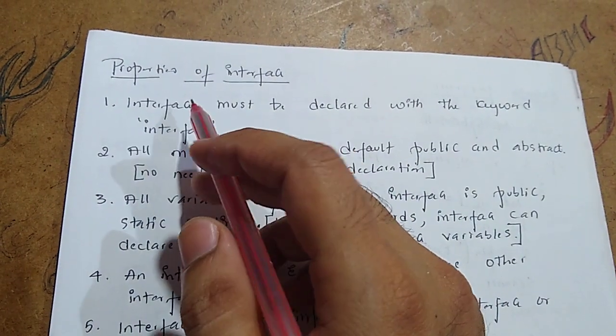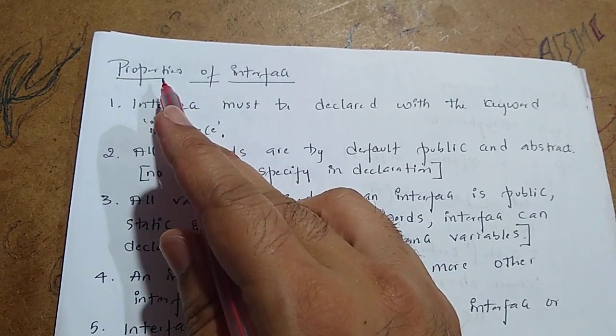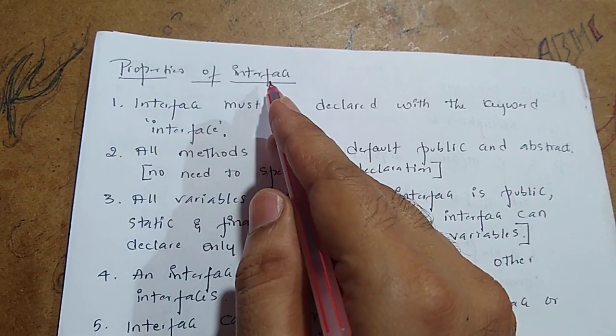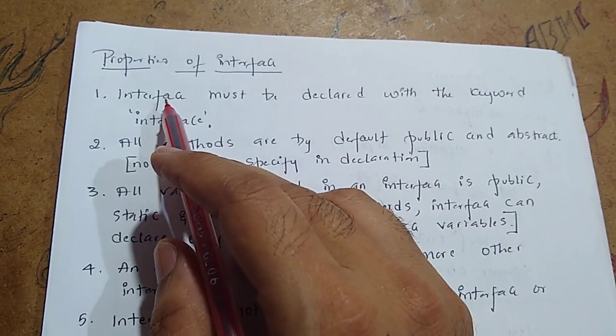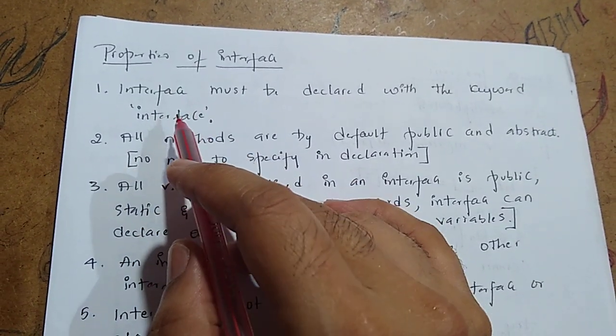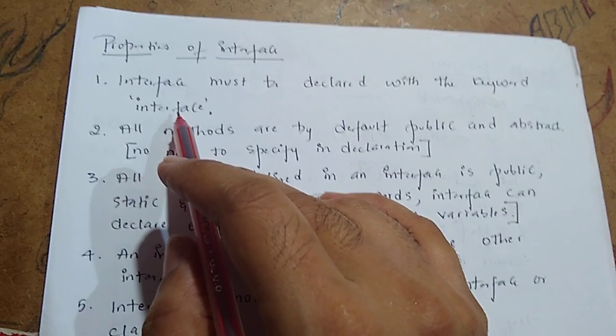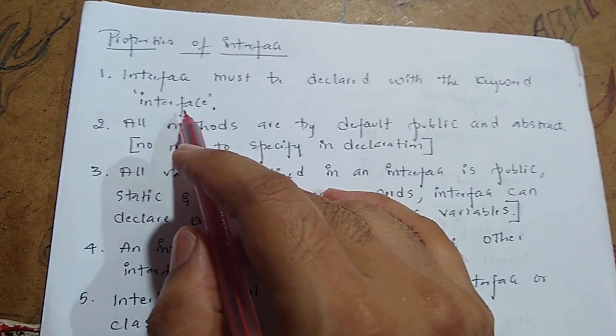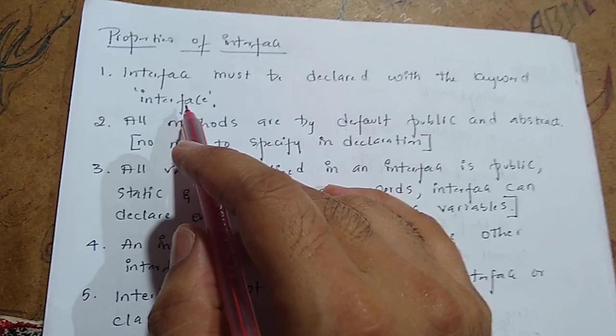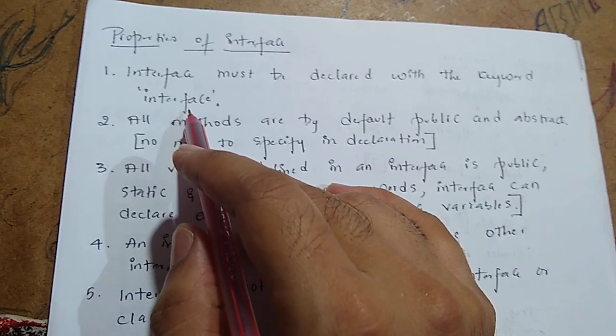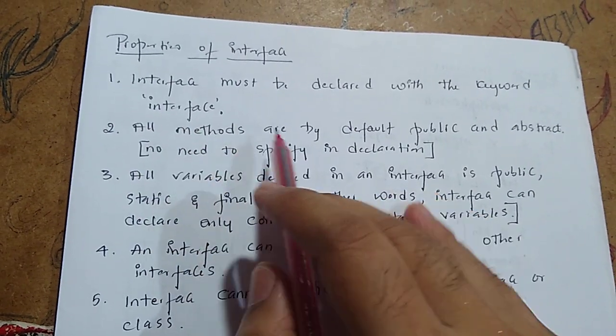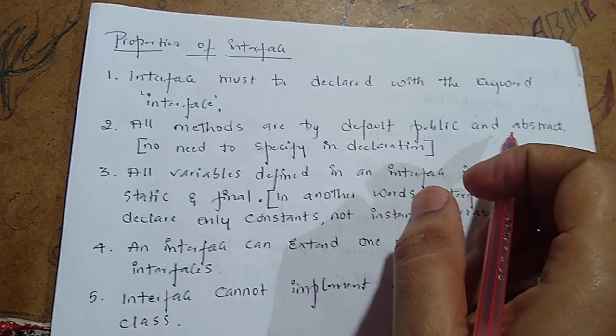So, hi everyone. In this video, I'm going to explain the properties of an interface. The first property is that an interface must be declared with the keyword interface. Just like we declare a class with the keyword class, in the same way we declare an interface with the keyword interface. All methods are by default public and abstract.